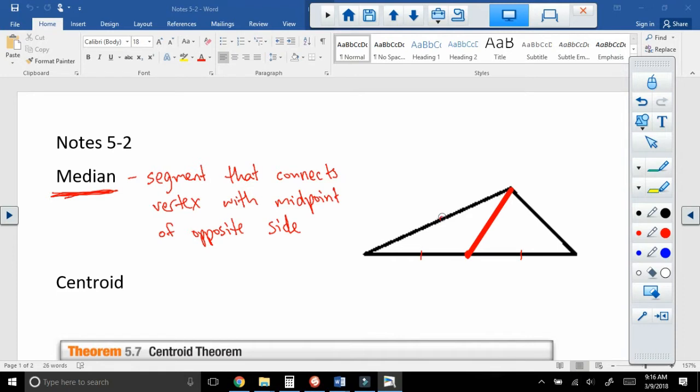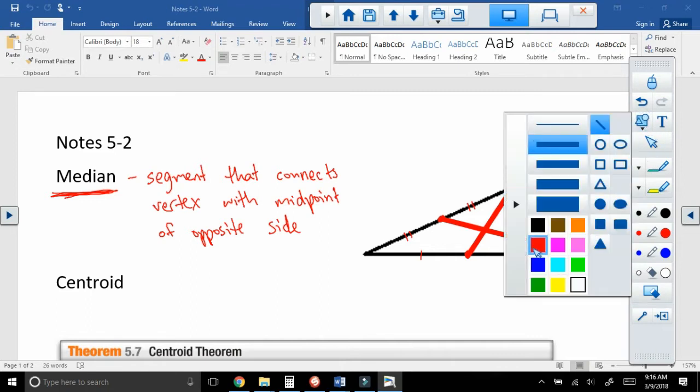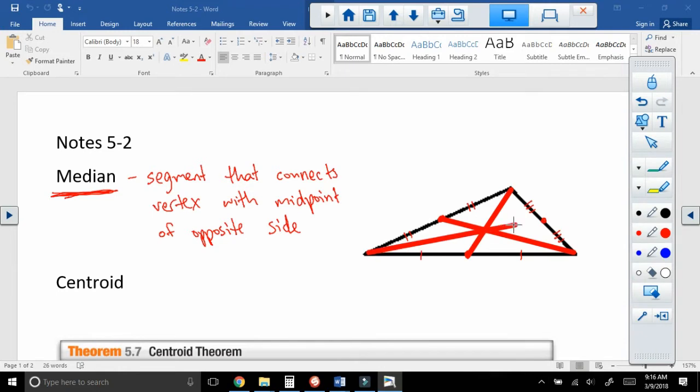So if you repeat that process, if you just kind of eyeball where it looks like the middle of this side is, and then connect that point with the opposite vertex. And then for the last one, finding the midpoint and connecting that with the opposite vertex. You should find something very similar happens where the three medians all meet, as when we did the perpendicular bisectors and the angle bisectors.